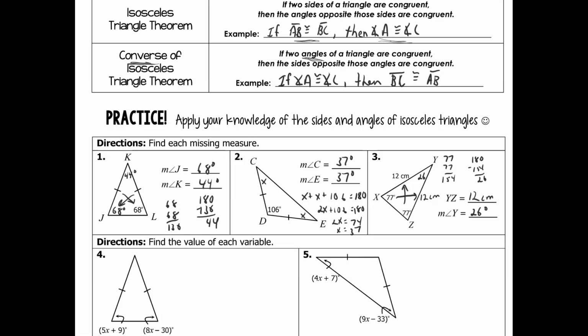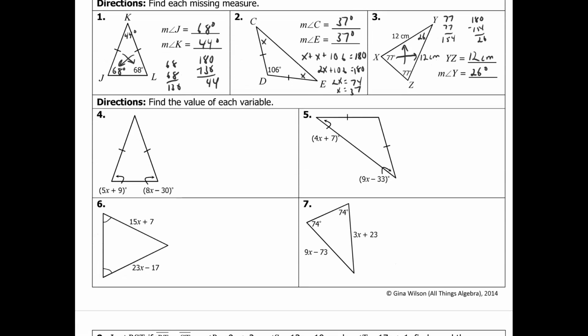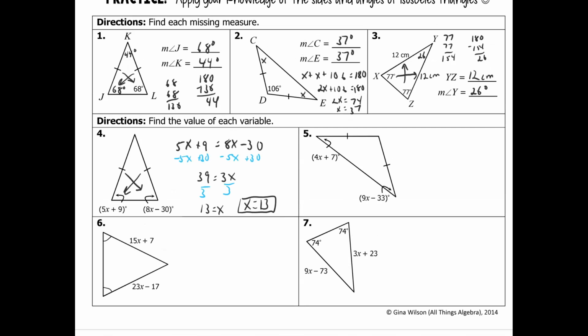Let's go on to number 4. So now let's throw in a little algebra here. We're given the base angles, and we're given that these two sides are congruent, so it's an isosceles triangle, which means that the two angles across from them must be congruent. So there's our equation: 5x plus 9 equals 8x minus 30. I'm just going to solve that, and there it is, x equals 13. All right, let's not do 5 because it's pretty much the same. I'm going to leave that for your own practice.